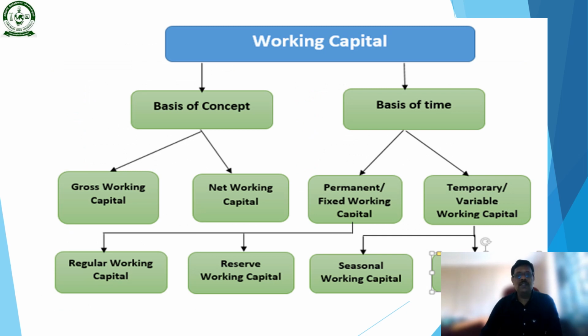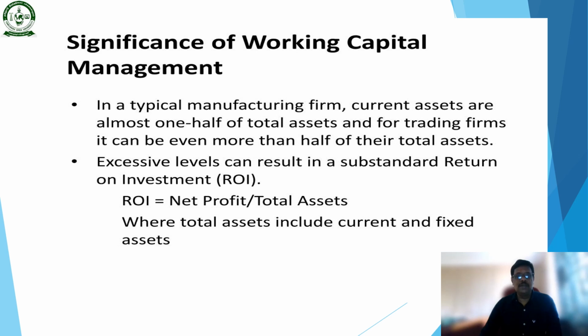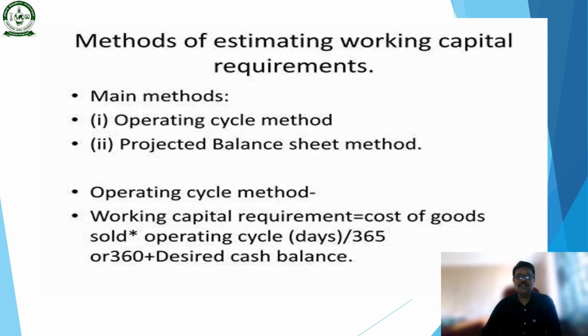Here we have already seen working capital from both sides. What about the significance of working capital management? In a typical manufacturing firm, current assets are almost half of the total assets, and for trading firms it can be even more than half of their total assets. Excess levels can result in a substandard return on investment, which is net profit divided by total assets. The total assets include current assets and fixed assets. Based on these total assets, the net profit can be calculated.